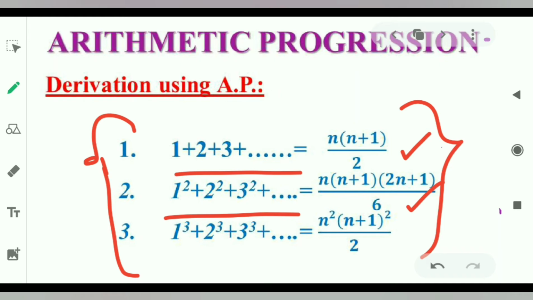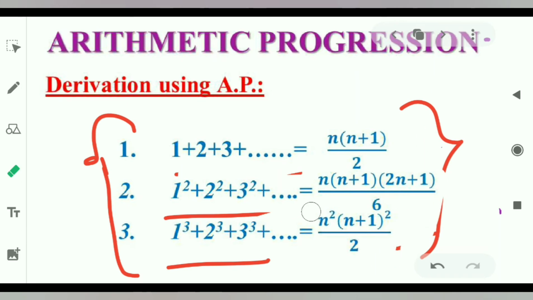Next, sum of cube of n natural numbers, right? 1 cube plus 2 cube plus 3 cube plus etc. is given by n square into n plus 1 the whole square whole divided by 4. In the question paper, they will not ask like this, 1 cube plus 2 cube plus 3 cube. They will suddenly ask what is the sum of square of 25 natural numbers. In that case, we have to use this formula where n is 25. They will suddenly ask what is the sum of n natural numbers as a question.